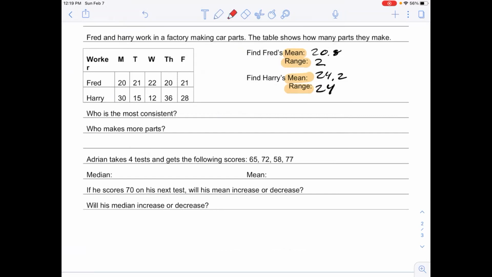Now we're going to use these numbers to make a decision about the question, who is the most consistent? The most consistent means the person who makes closest to the same number each day. Who can you count on to make approximately the same number each day? Well, the number that tells us that is the range. The most consistent will be the person whose range is smaller. So if I look, I see that Fred's range is 2 and Harry's range is 24. That means Fred has the smaller range, so Fred is the most consistent.